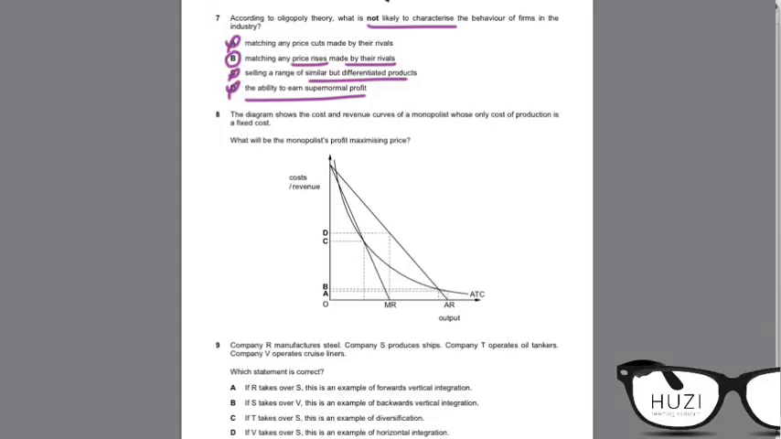Question number 8. The diagram shows the cost and revenue curves of a monopolist whose only cost of production is a fixed cost. What will be the monopolist's profit maximizing price? Okay, so this one's a bit tough. Let me see. So A is this price over here.